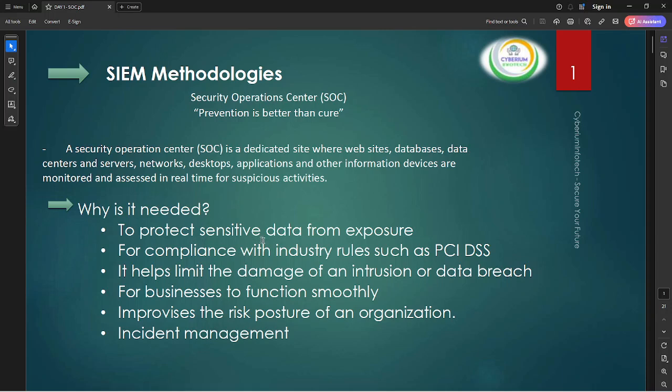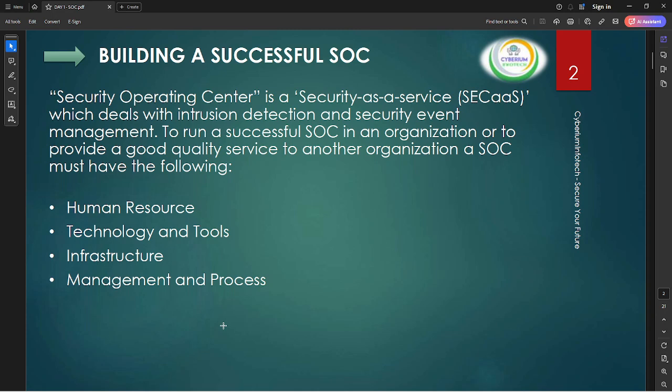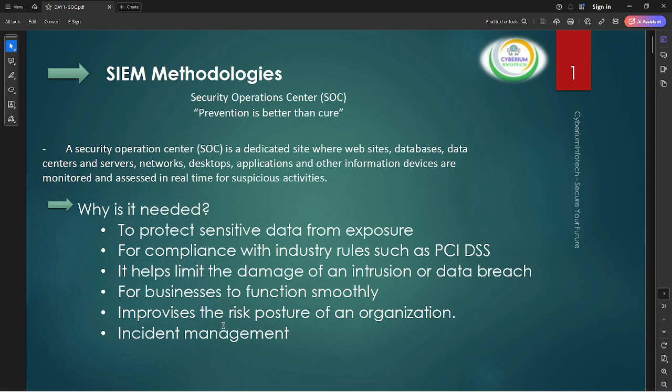To protect sensitive data from exposure, for compliance with industry rules such as PCI DSS. It helps limit the damage of an intrusion or data breach, lets businesses function smoothly, improves the risk posture of an organization, and supports incident management, etc. Okay. After that, we talked about one thing again: why SIEM is really needed.